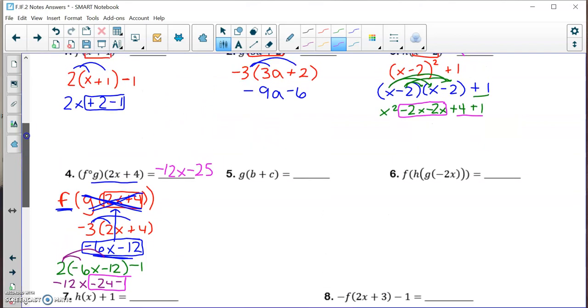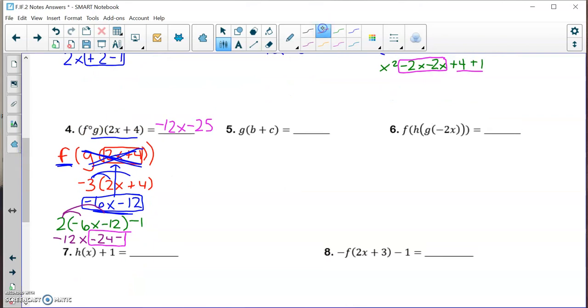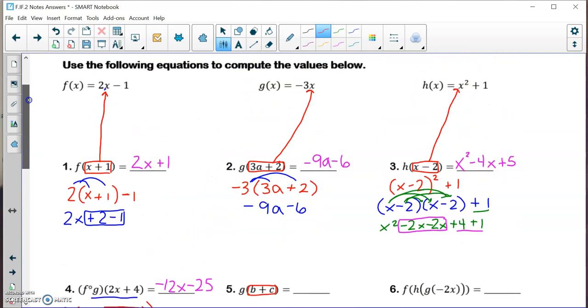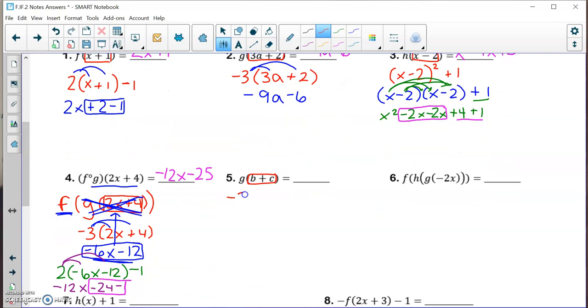All right, now I want g of b plus c. So what that means is I'm going to take my b plus c and I'm going to put it in for x in my g of x function. So I have a negative 3 times the b plus c, and now I'm going to distribute. Distributing the negative 3, I have a negative 3b minus a 3c, and nothing can be done with that, so that's just how your answer remains.